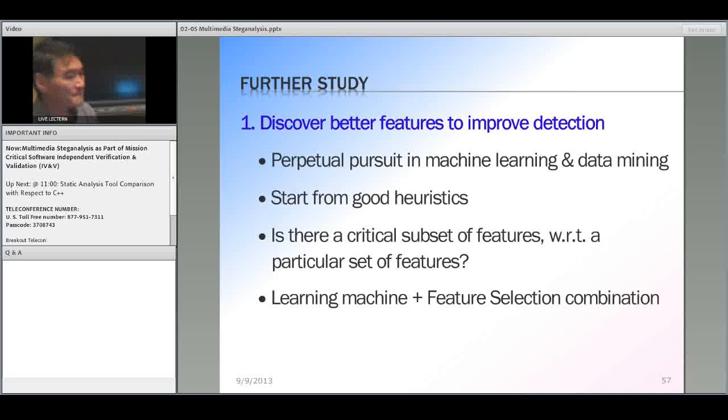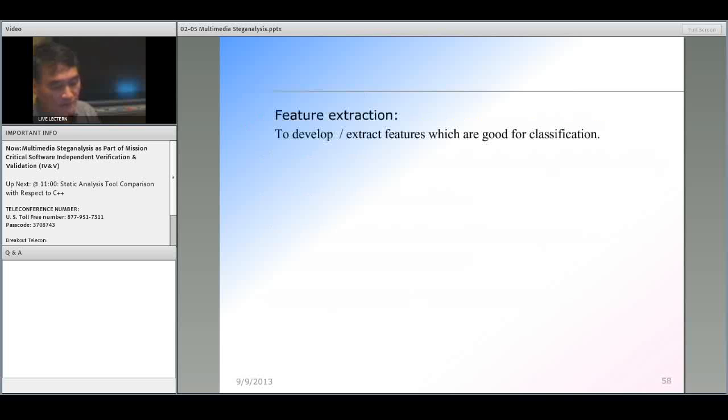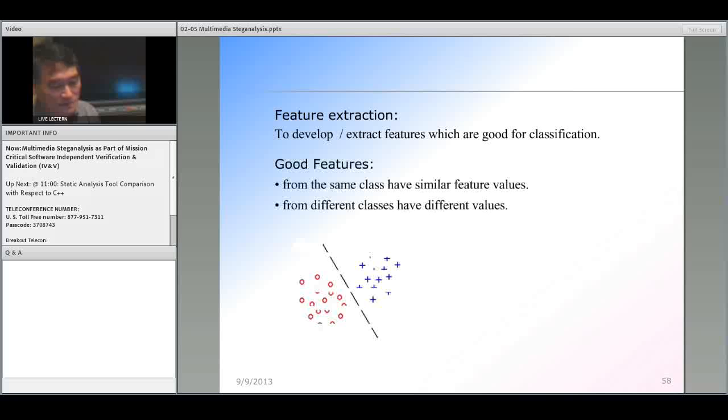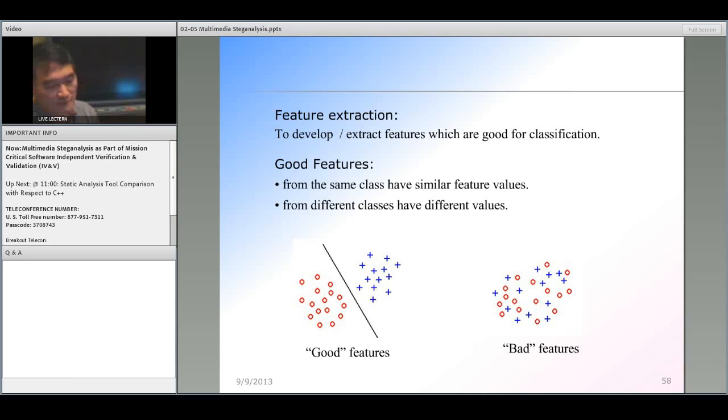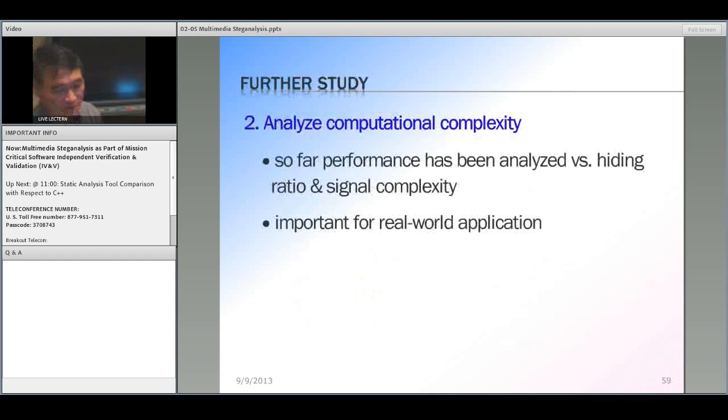That's, of course, the machine learning issue. But what features are better in giving you a clue? This is really a peripheral problem to IV&V. How to find better features is a pattern recognition problem. And what we're doing is to analyze the computational complexity, because if you want your company to scan all the incoming multimedia, for example, or scan all the outgoing multimedia for hidden contents, the cost could be rather significant.